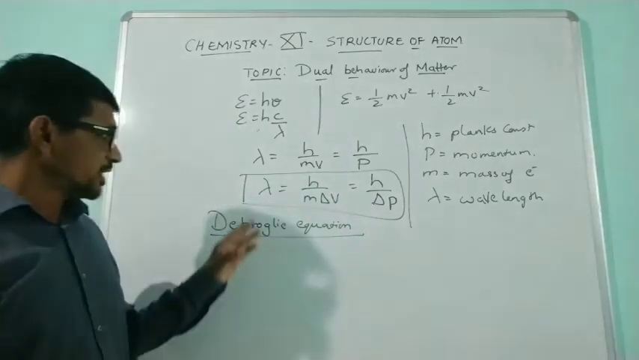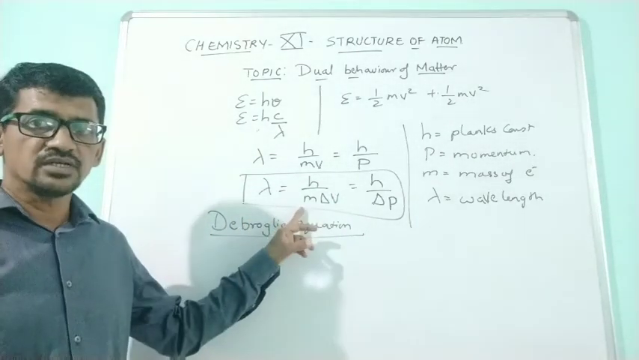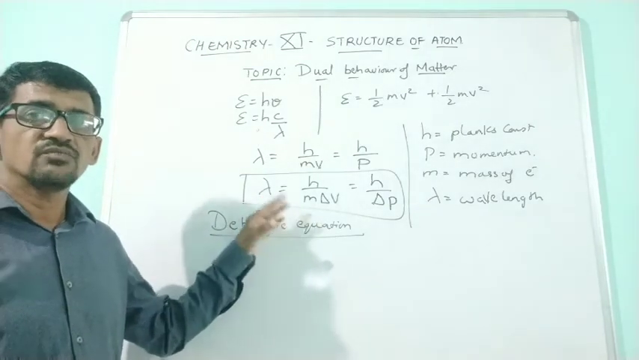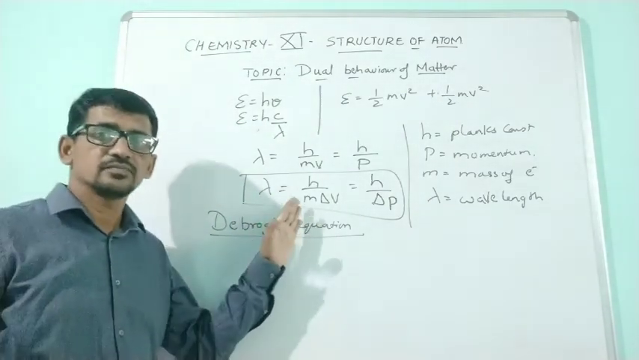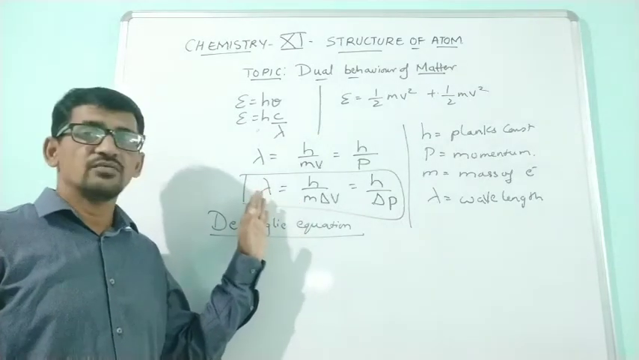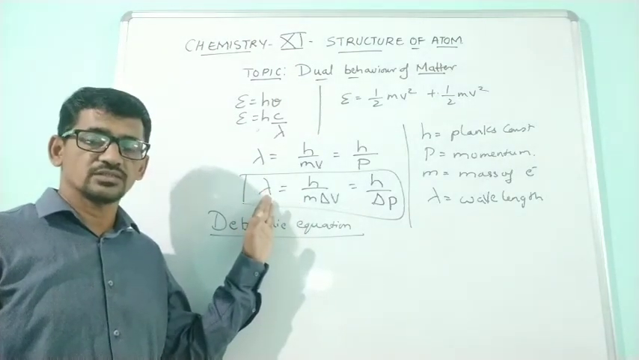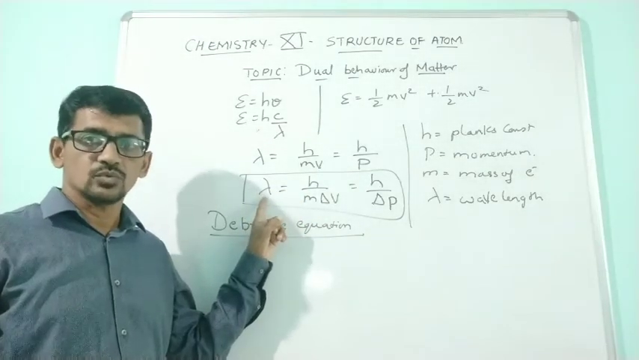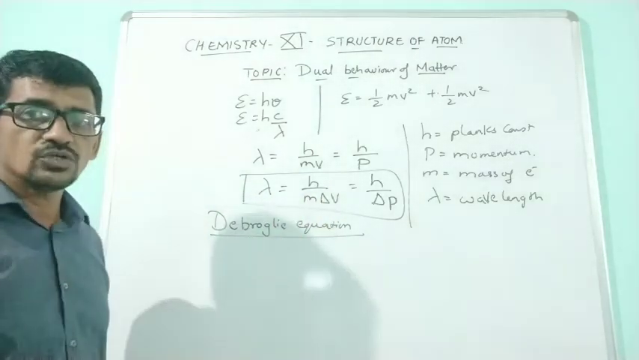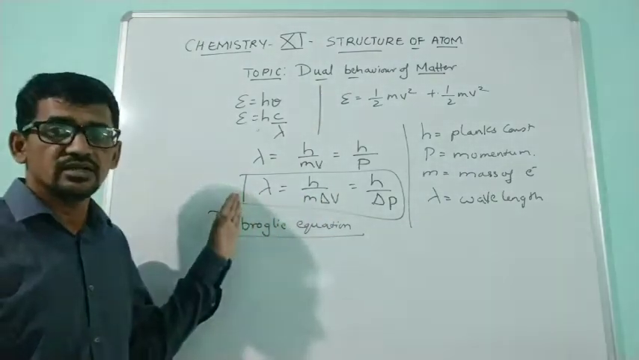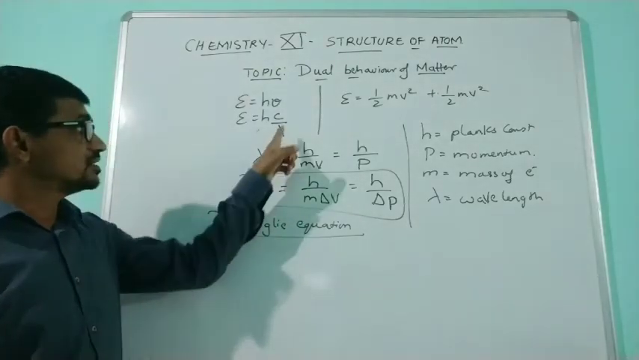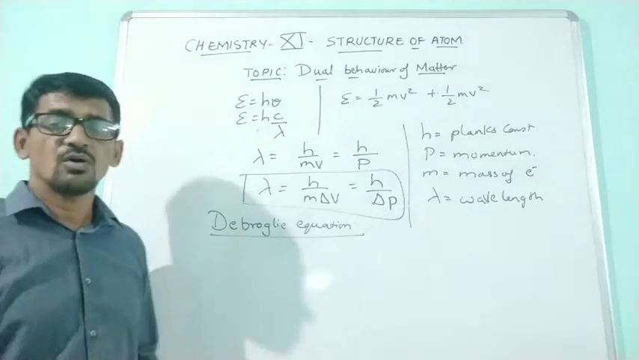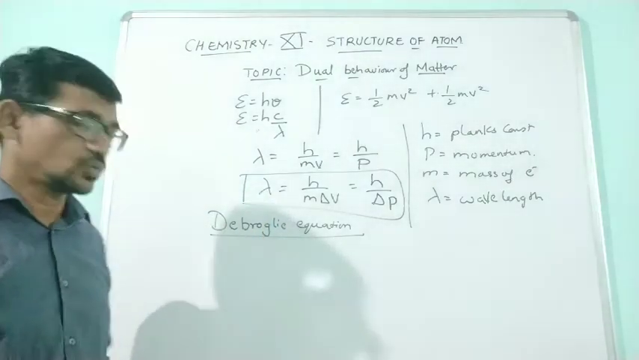We can say that if mass increases, then wavelength decreases. If mass decreases, then wavelength increases. For a bigger particle, wavelength is very less. For smaller particles like electron, its wavelength is more. In terms of velocity also the same. If velocity increases, wavelength decreases. If wavelength is less, then energy is more.